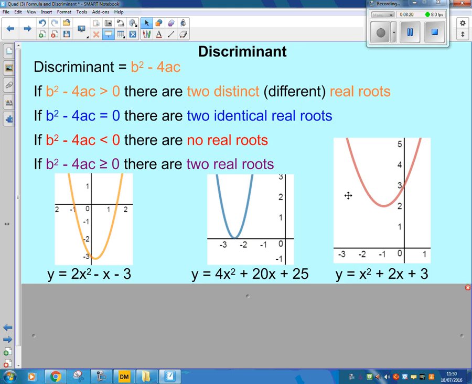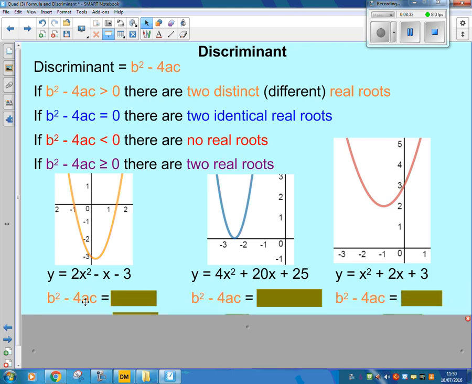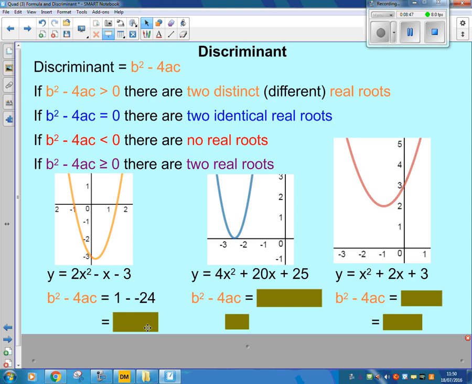And then the third one, that's where we had the square root of minus 8, and that had no real roots, no solutions. Notice it doesn't cut the x-axis at all. Let's look at b squared minus 4ac to remind ourselves. This was what we got inside the square roots on the previous page. When we did this bit, the b squared minus 4ac was 1 take away minus 24, and so that became plus 25, which was greater than 0.